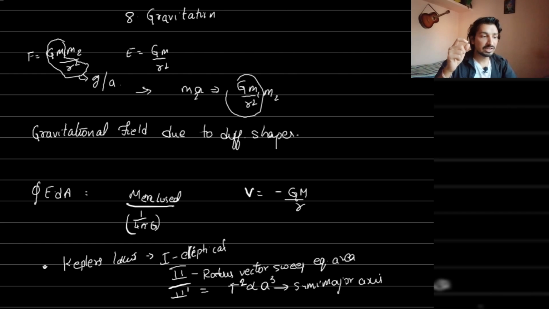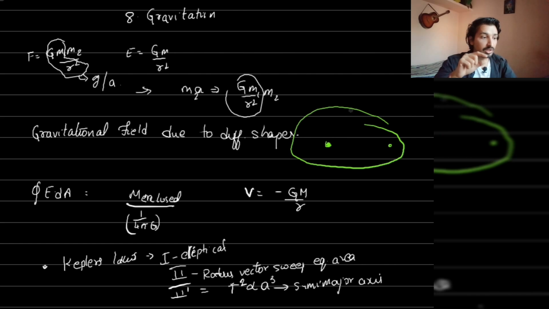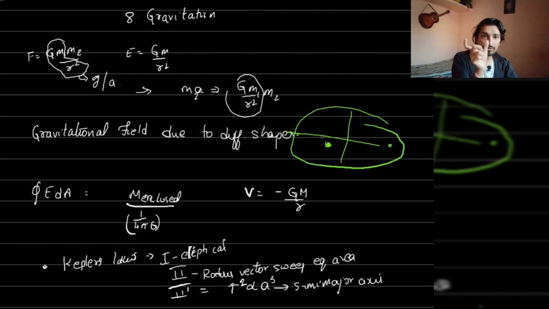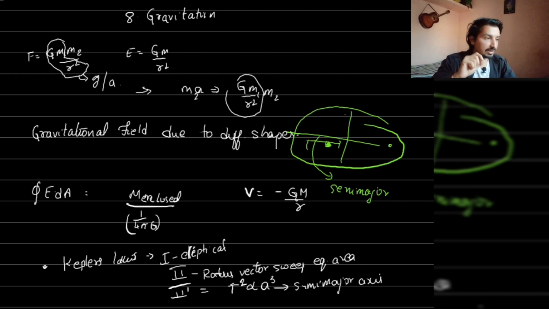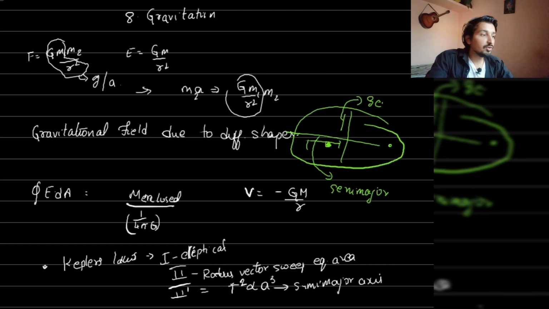Time period of a planet is directly proportional to the cube of the semi-major axis. What is the semi-major axis and semi-minor axis? I have drawn it here. Semi-major axis means the big half of the big part of this. If you draw a plus sign, the big line is the semi-major axis and the smaller portion, the top one, is the semi-minor axis.